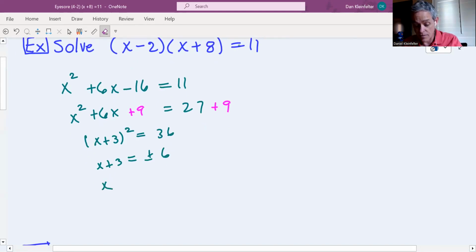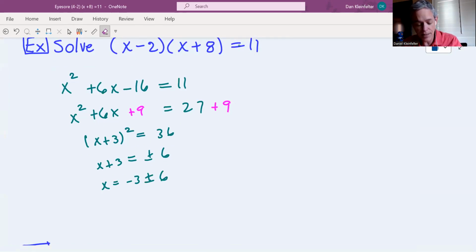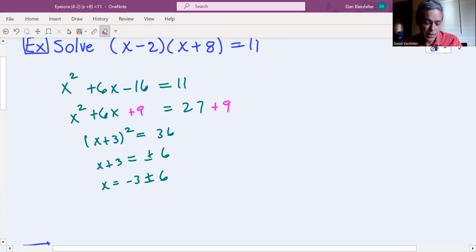And again, we're going to have rational number solutions for this. Negative 3 plus or minus 6. Negative 3 plus 6 is 3. Negative 3 minus 6 is negative 9. So we will have 3 and negative 9 for solutions.